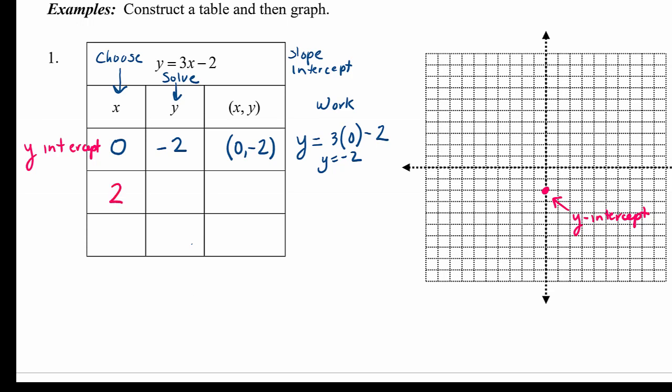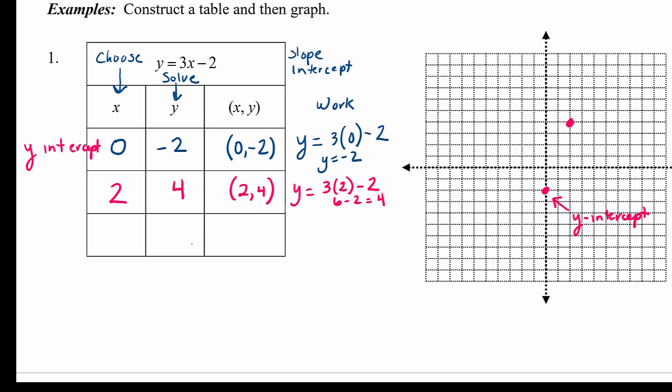So let's go to 2 for x. So now I have y equals 3 times 2 minus 2. So I substitute it into my equation, and I have 6 minus 2 or 4. So I have (2, 4) as my ordered pair. So let's plot one. There's my (2, 4). Okay, it's in the first quadrant because we have coordinates that are both positive.